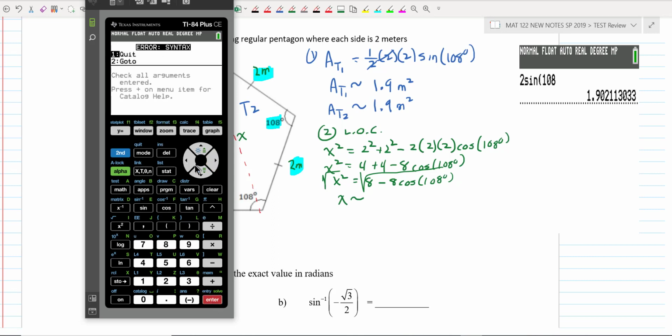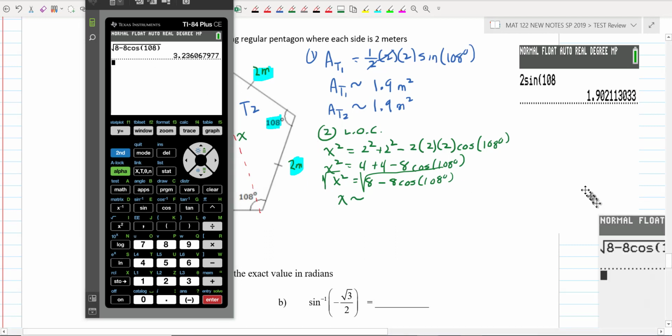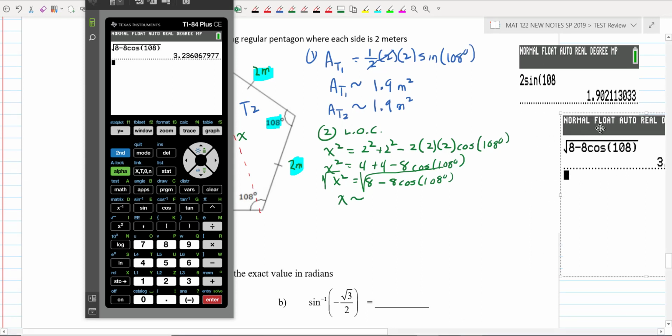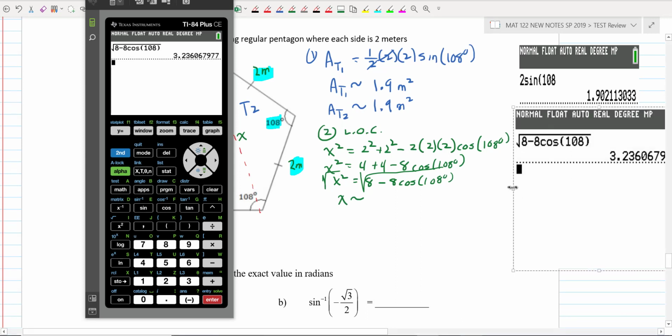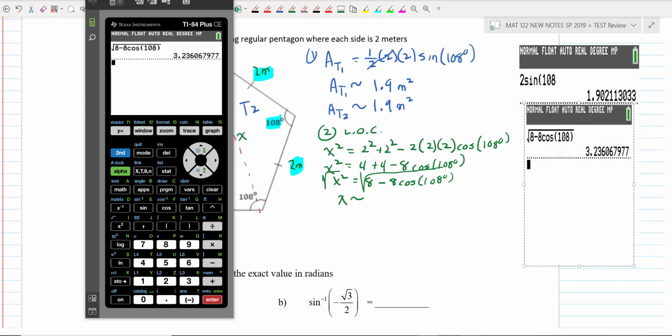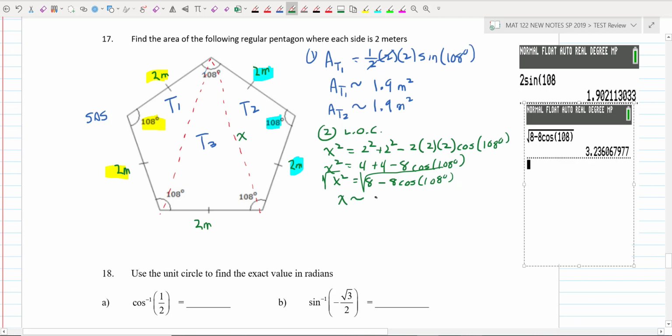Whoops, I did the wrong thing there. I must have put in an extra, oh, I have an extra parenthesis there. Okay, so I got that. It looks like that is going to work out to give you this side. And then we're probably ready now to use Heron's formula to get the final answer of this problem. So we'll just round that off to about 3.2 meters.